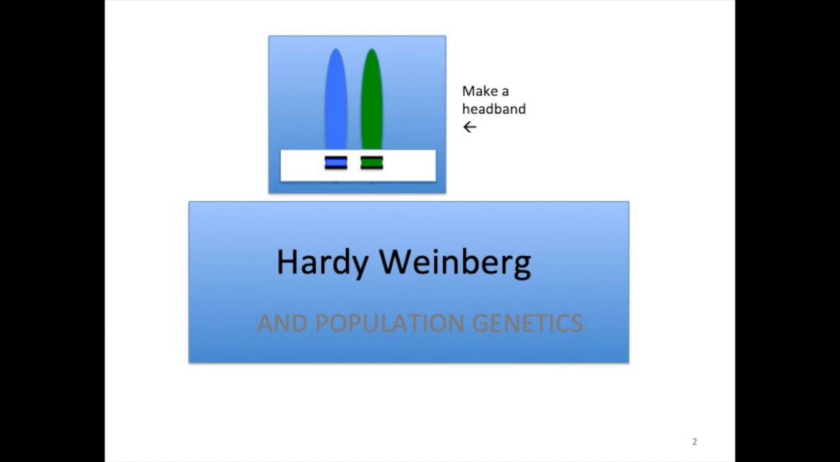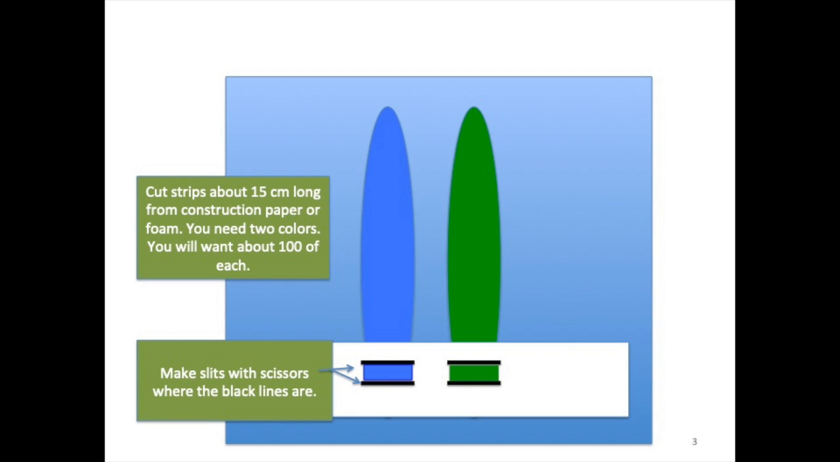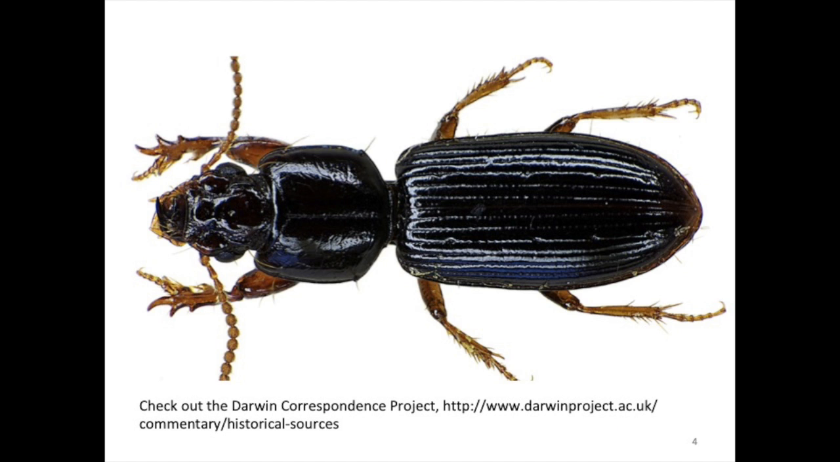Everyone starts with a green strip and a blue strip. The colored strips can be cut from construction paper or foam if you want them to be more durable. Any long strip of paper works for the band. Tape it to fit and cut slits to hold the colored strips.